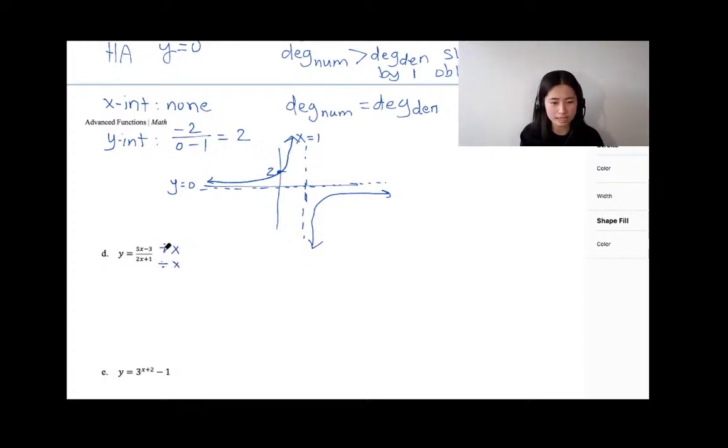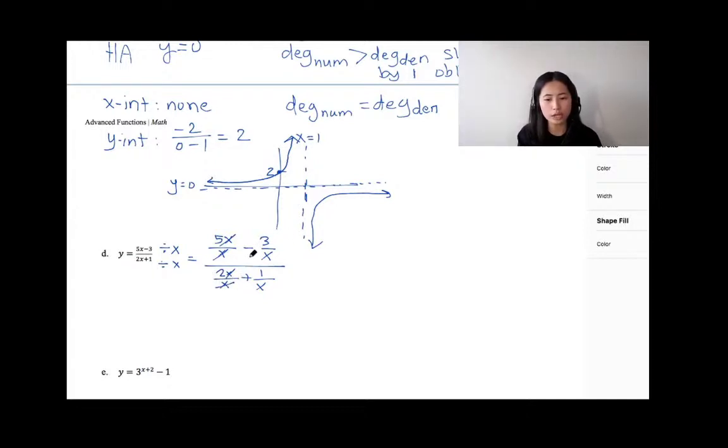So what is happening here is you're going to have 5, because 5x over x gives you just 5. Does that make sense? I think I just have to write that down. So you're going to get 5, and this is now minus 3 over x. Over your denominator, this would be 2x over x, plus 1 over x. So you know that this is 5 and this is 2.